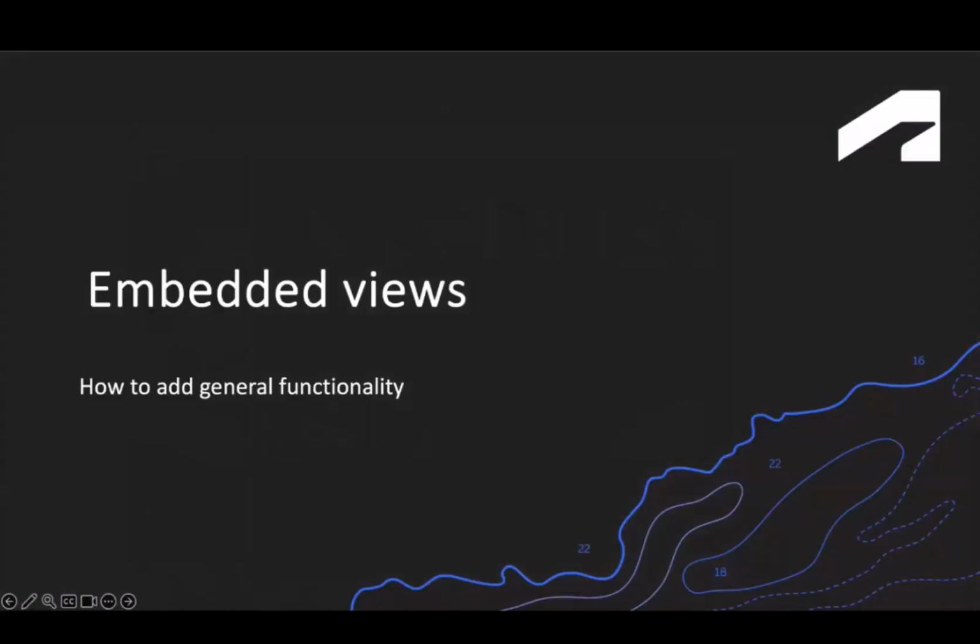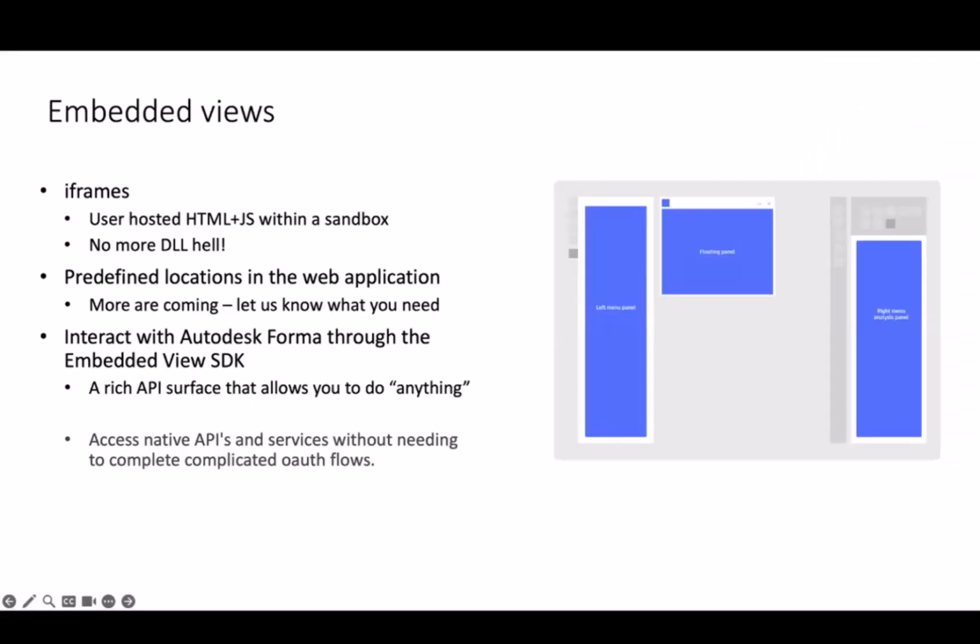So let's start talking about sort of the general functionality. And the most important way for general functionality is what we call embedded views. So embedded views in Forma are just iframes that we place around in the UI. They're essentially your hosted HTML and JS web pages, and they're sandboxed within these iframes.